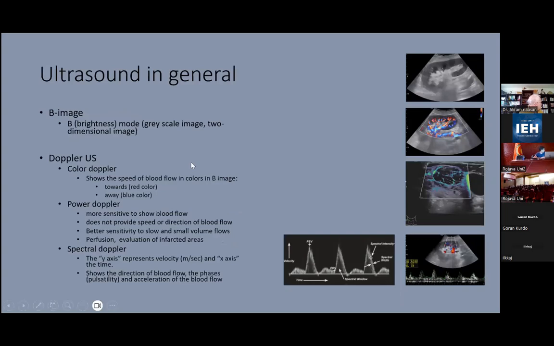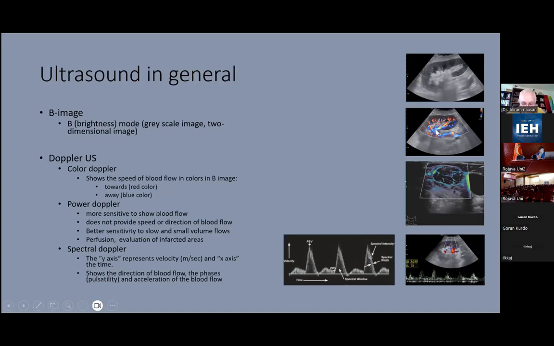Ultrasound in general, we have the B image. For example, if you look at these pictures, the first one is the ultrasound picture of the kidney, and this is the B image, sometimes called grayscale image or two-dimensional image. Then we have the Doppler technique, the color Doppler. When you see it, we see the blood vessels.